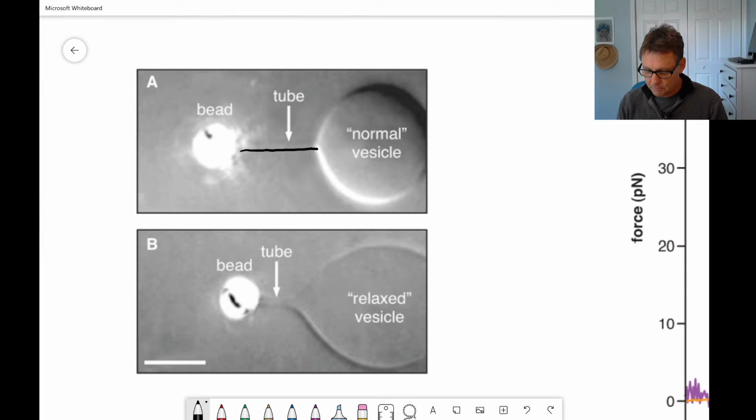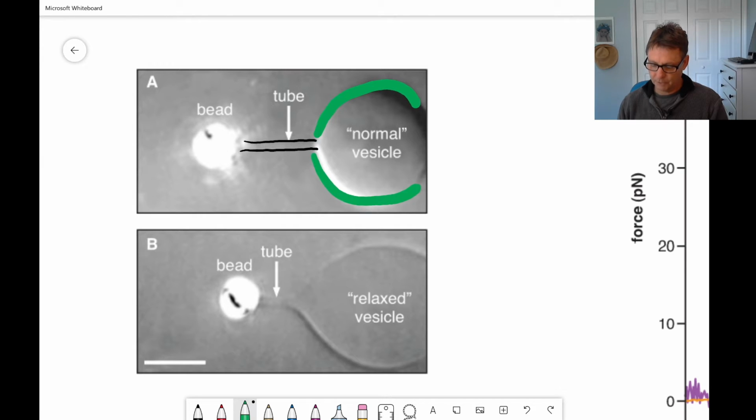I don't know if you can see it, but there's a tube there, and it's sticking into a vesicle, which is a cell membrane in green here. And you can then pull this membrane out of that, like that, in this tube here. And if you have a normal vesicle, which seems to be more rigid than the relaxed vesicle down here, then the tube diameter can change depending on the type of membrane that you have.